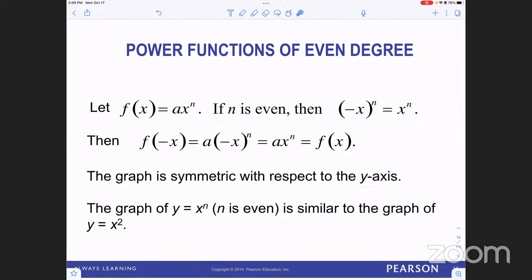And the graph is going to be similar to the graph of y equals x squared. So if you think about y equals x squared as a U-shaped curve, notice that the tail ends go off in the same direction, as x goes to either positive or negative infinity, the y's go in the same direction. They either both go up or they both go down in this case, all right? But they go in the same direction.